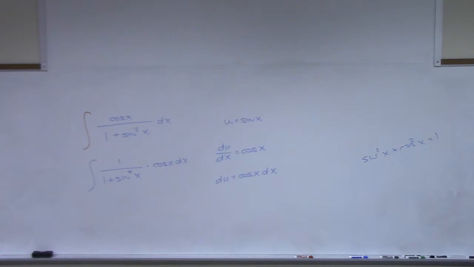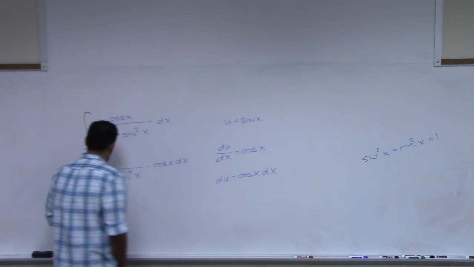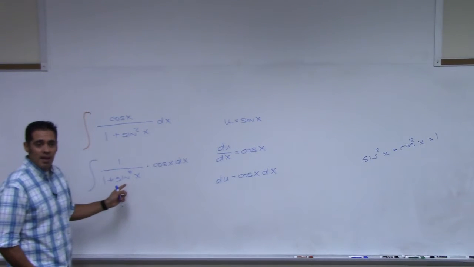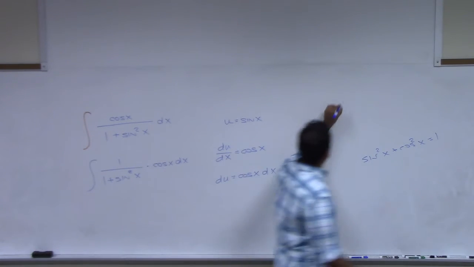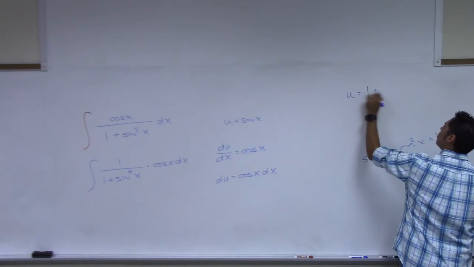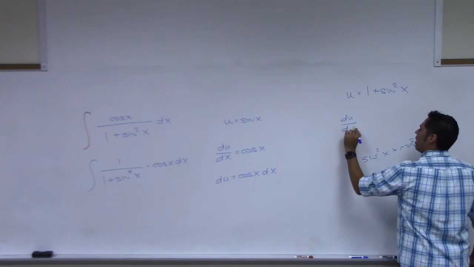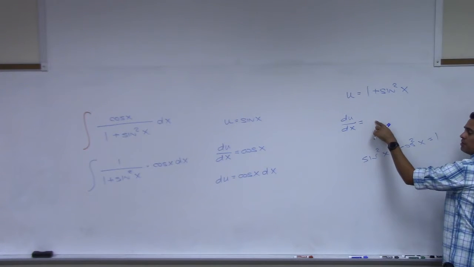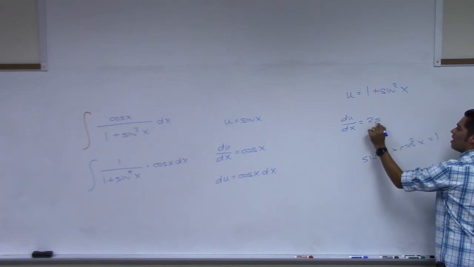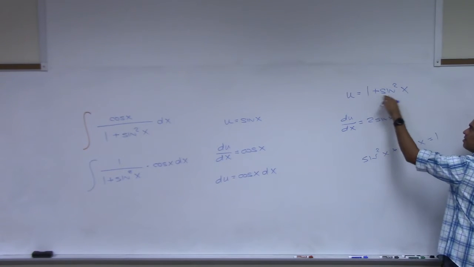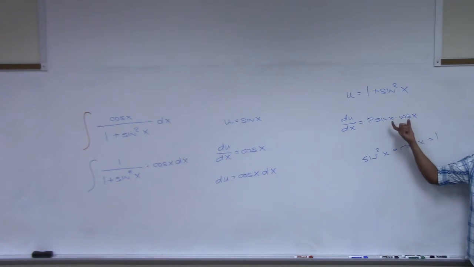Yes? When you do square, can you write the 1 plus sine squared? Ah, good question. Could I actually grab the 1 this time? Could I do 1 plus sine squared as u? Would that have been more efficient? What's the derivative of this with respect to x? Well, derivative of 1 is 0, right? But this is chain rule. You would have 2 sine x, that's the 2 coming out, and then times derivative of sine, which is cosine x, right? That's what you would have.